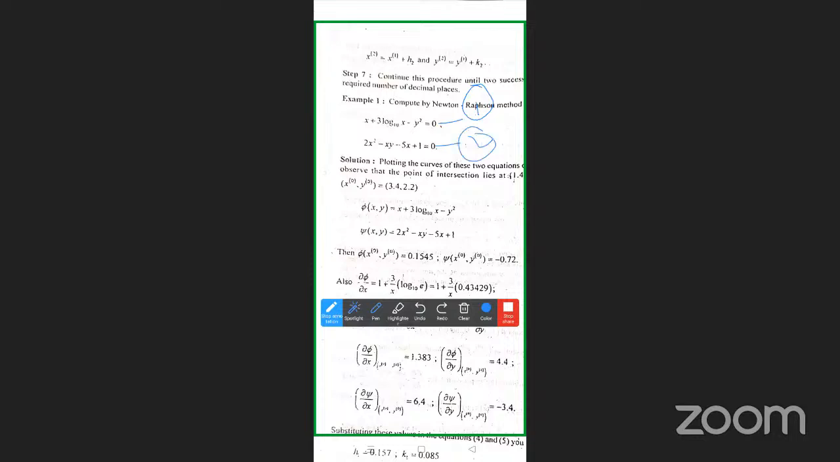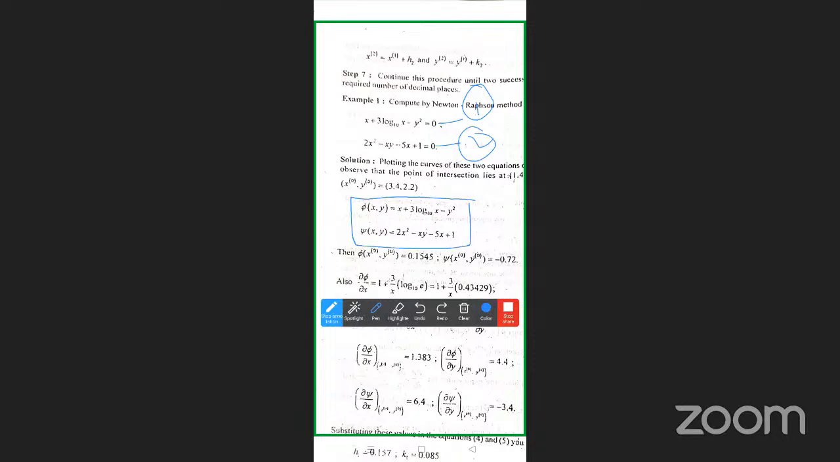So the first equation is phi of x comma y, which is equal to x plus 3 log base 10 x minus y squared. So second equation, psi of x comma y, is equal to 2x square minus xy minus 5x plus 1. So these are the phi and psi.